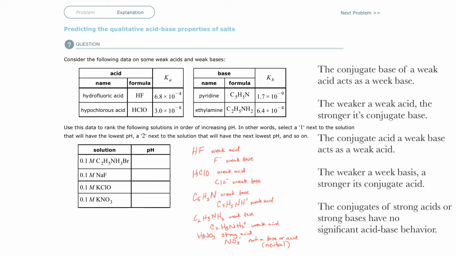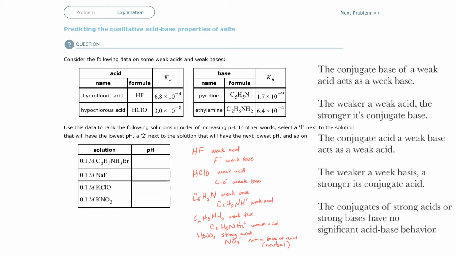Now remember, the Ka tells you if it's more likely to produce products or not. So if you have a very small Ka, you're going to have lots and lots of reactants, which means it's weak.